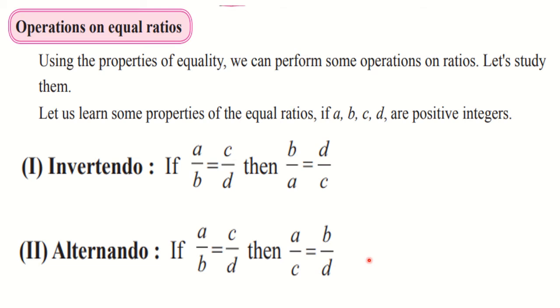The second property is alternando. Here, we are altering the positions of B and C. We are interchanging the positions of B and C. So, if A upon B is equal to C upon D, we can write it as A upon C is equal to B upon D. A and D are fixed, only we are altering the positions of B and C. So, this property is called alternando.